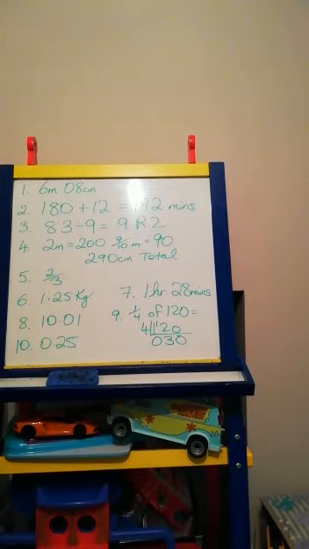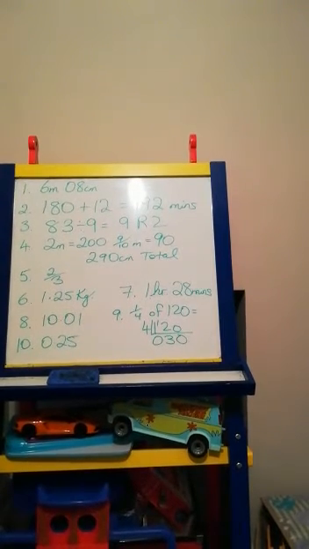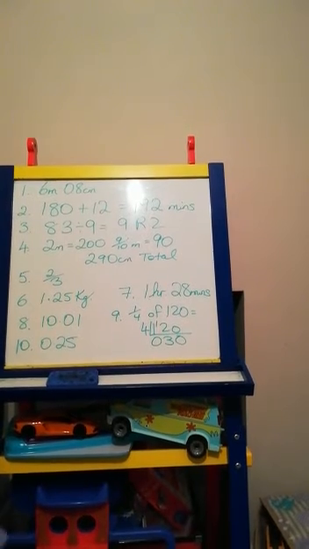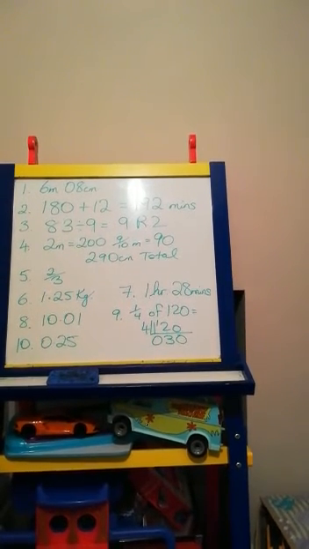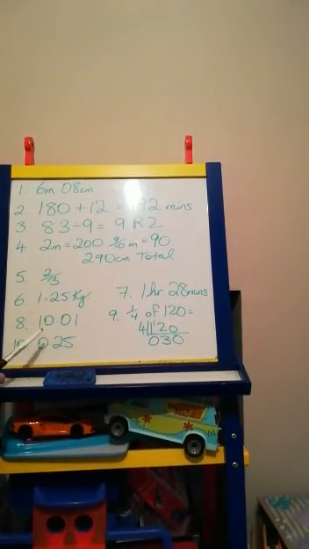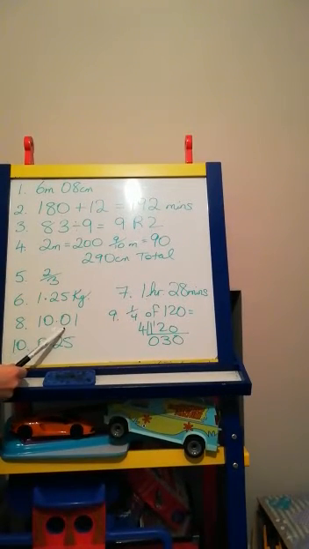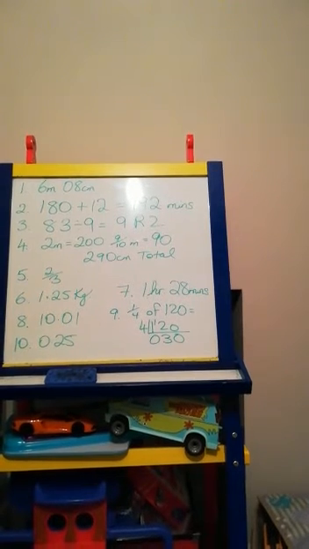Question 8 we're on to now. Write 10 1/100th as a decimal. So 10 is your whole number. So that's going to be on the left side of the decimal point. And 100th is written as 0.01. Okay, so you end up with 10.01.